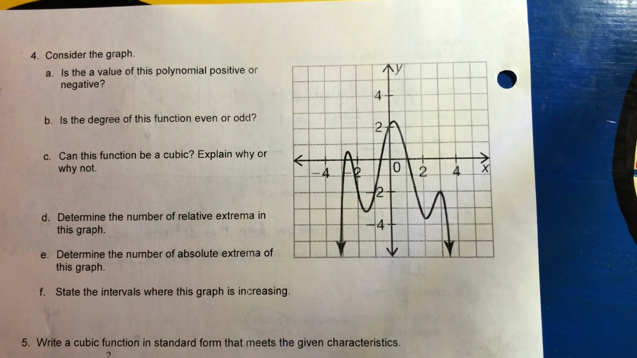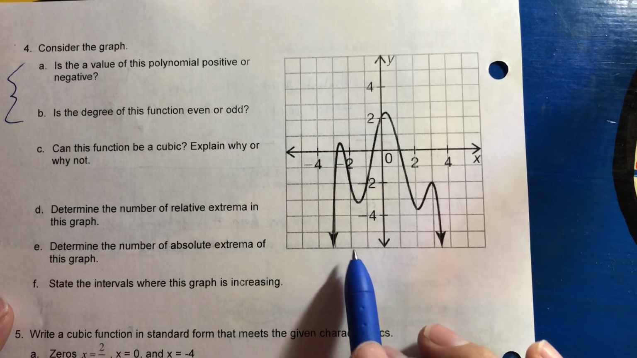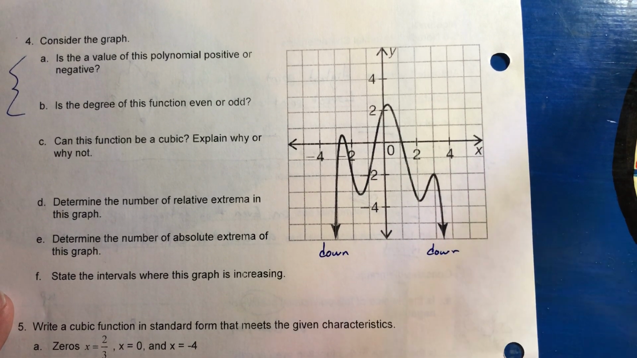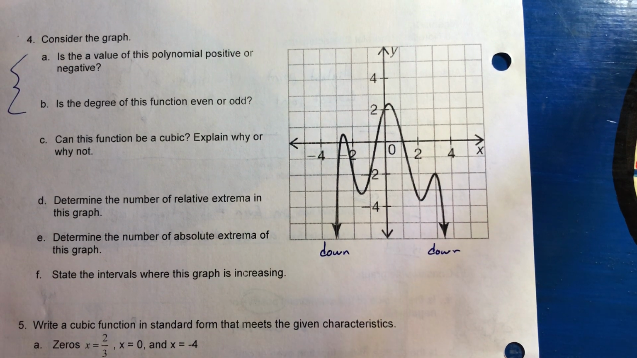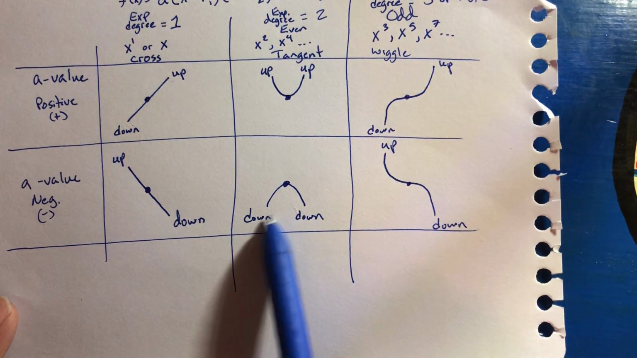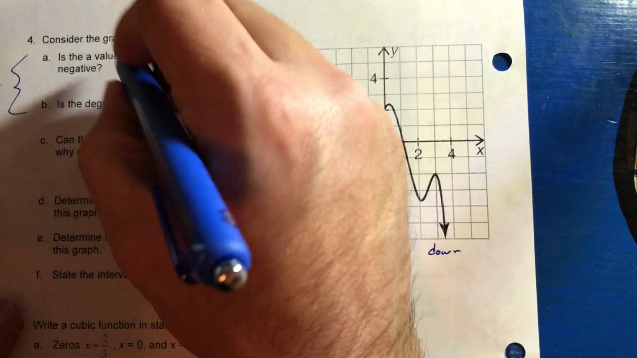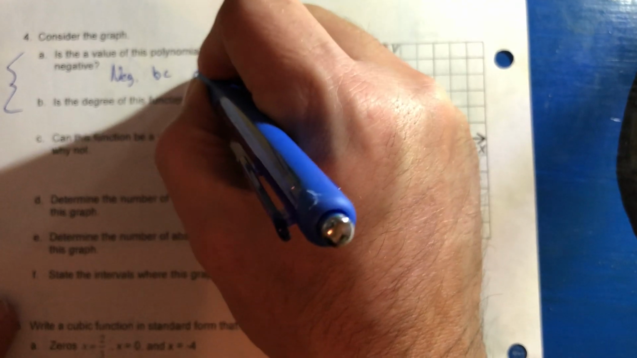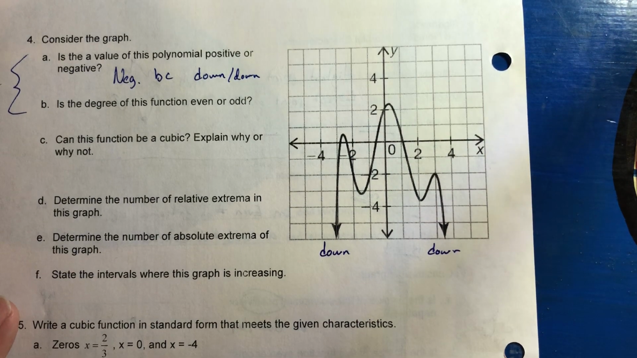All right, number 4 on the back side. Okay, same thing. To figure out these two, I'm going to look at the end behavior. This graph starts down and ends down. Okay, and then that tells me that down, down tells me we're going to have a negative A value. So this is negative, and then I'm just going to put down, down, because we knew that end behavior was that.